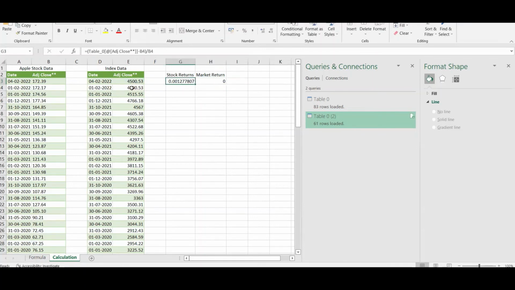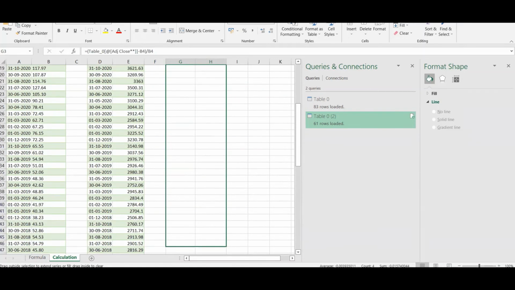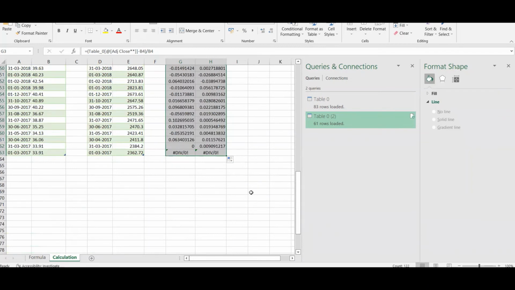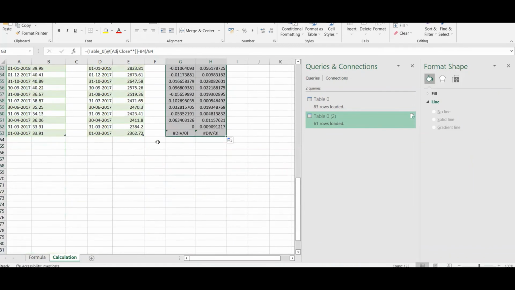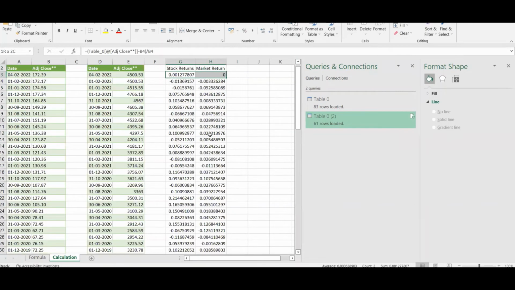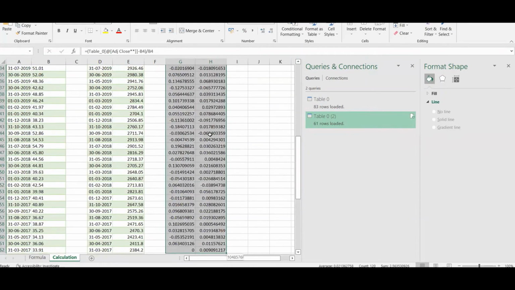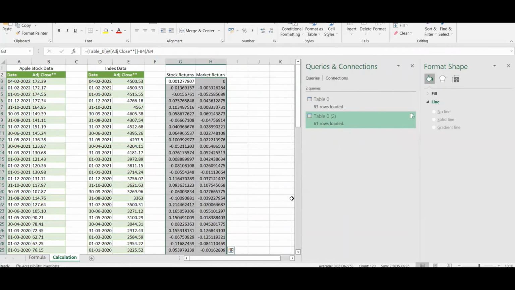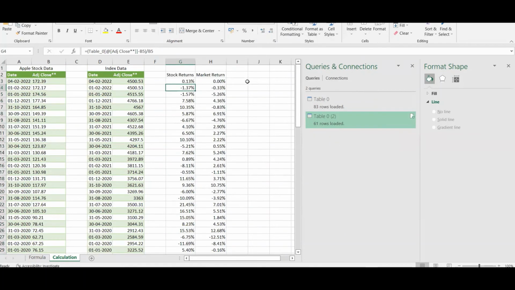Let's verify the formula once again. You see that this is 0 because there was no variation between closing prices. Let's see what we get. For the last one, we don't have the initial price, so this data won't be applicable. Let's convert this into percentage format. This is your stock return versus market return.